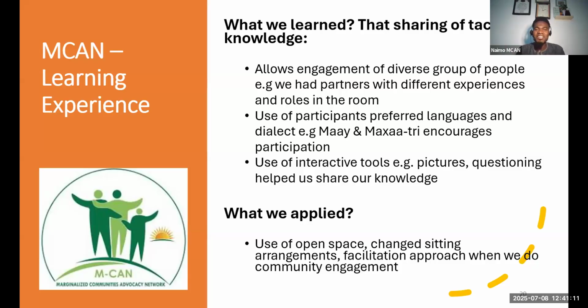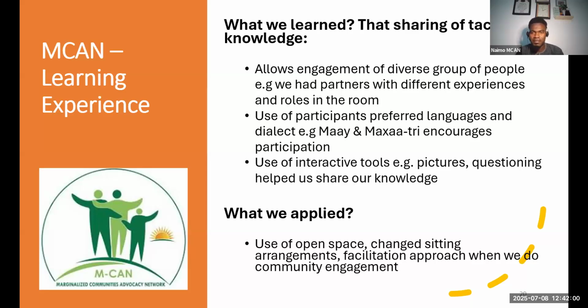Yes, so let me go to the slide. Thank you, Lena, for reminding me of the time. What we learned from the Tacit workshop that we participated in is that Tacit knowledge allowed engagement of diverse groups of people. We had partners with different experience and roles in the room. For language inclusion, we had people who are fluent in Maay and also in Maxaatiri. We also had Bravanese and some Bajuni, and we learned that there are different accents and different languages within Somalia. That's what we realized during the workshop, and we accepted it together.